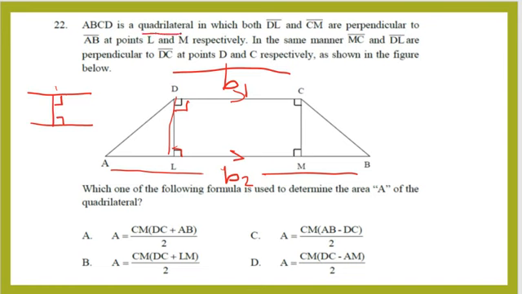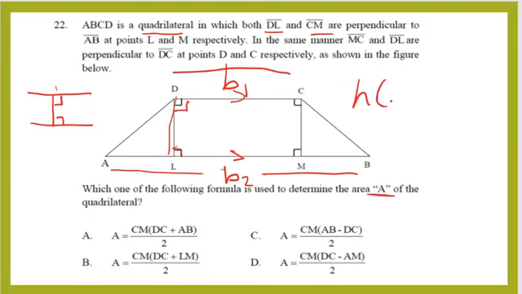Quadrilateral means it's a four-side figure in which DL and CM are perpendicular to AB, as you see here. So we conclude already it is a trapezium because we have got one pair of opposite sides which are parallel. Therefore, if it is parallel, when you see the question down, what does it say? Which one of the following formulas is used to determine the area? The area of a trapezium, we know the formula.